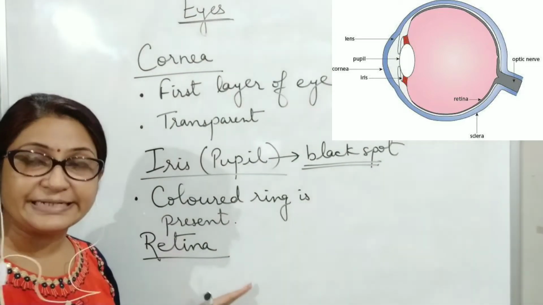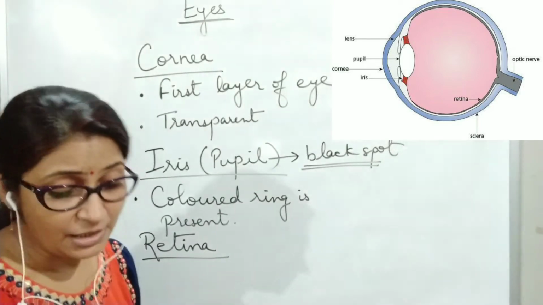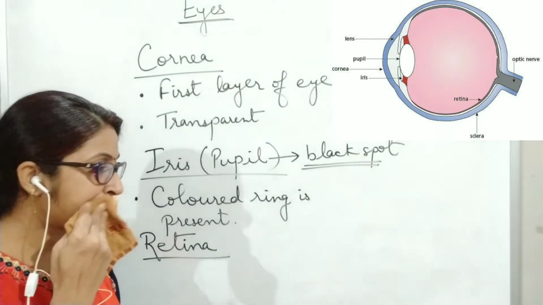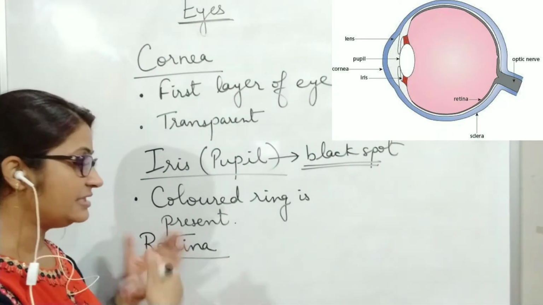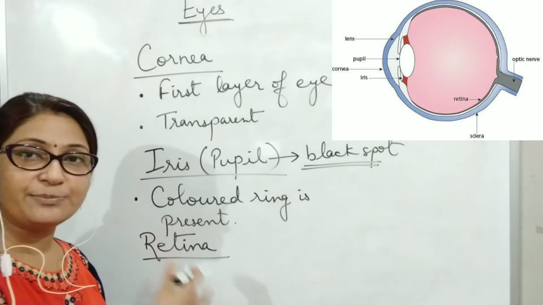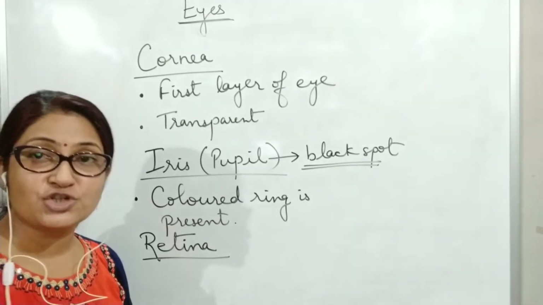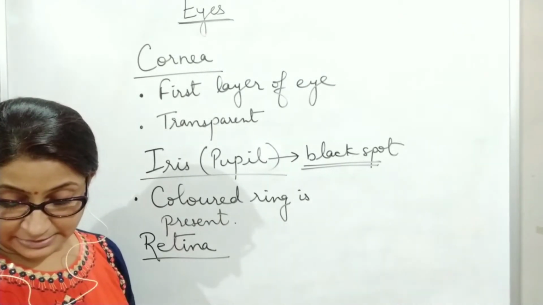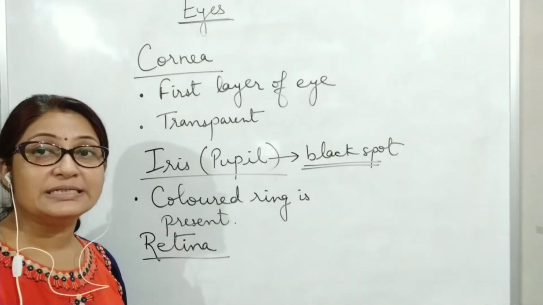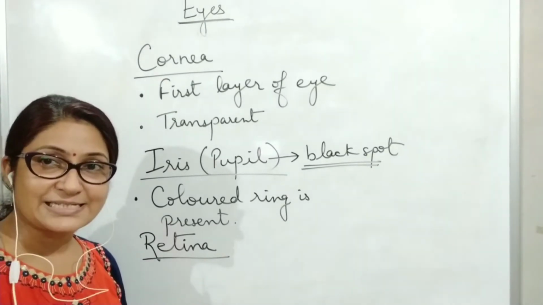So this is about the retina, and whatever signals are sent or received are all interpreted through the retina. So this is all about the structure of the eye. Next we are going to learn about the ear. Let's have a look.